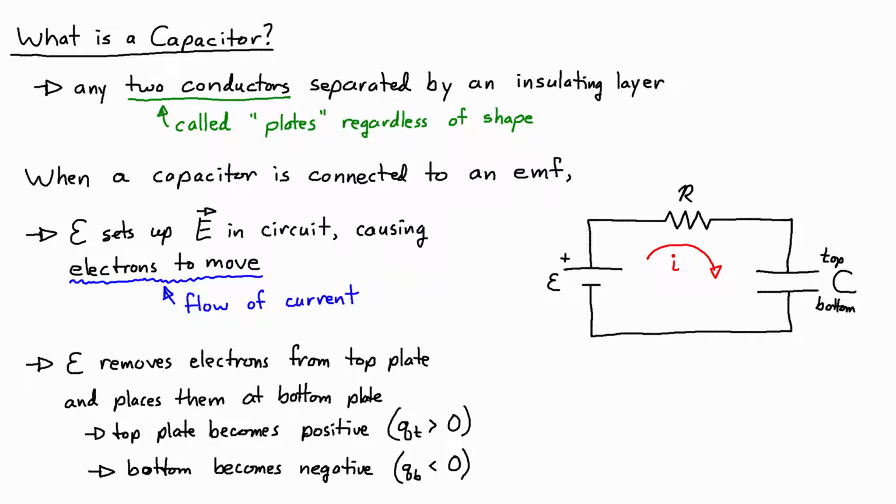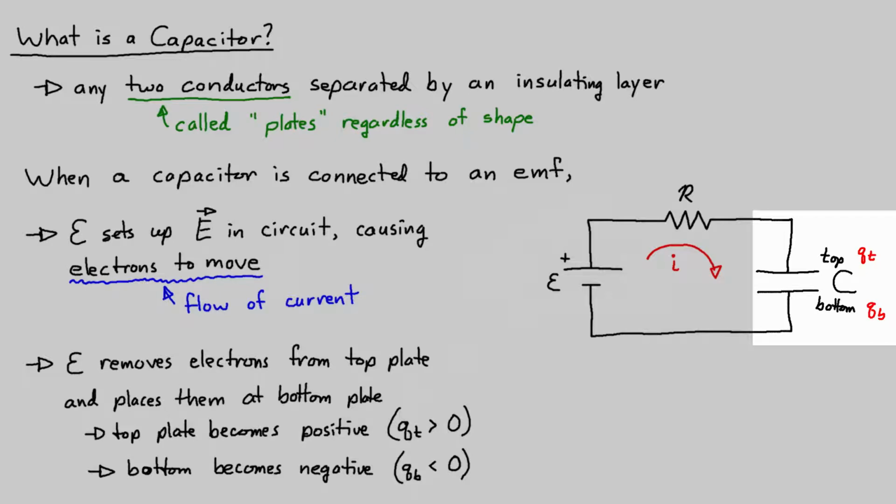So if we imagine that one electron is removed from the top plate, I guess first understand that an uncharged capacitor has no net charge, and there is no accumulation of charge on either plate. They both have a net charge of 0. But we're going to be talking about QT as the charge on the top plate and QB as the charge on the bottom plate. So once the electric field gets set up and electrons are moving and we have current flowing, one electron gets removed from the top plate, and when you remove an electron, because the number of protons stays constant, that means that there's a positive charge on the top plate.